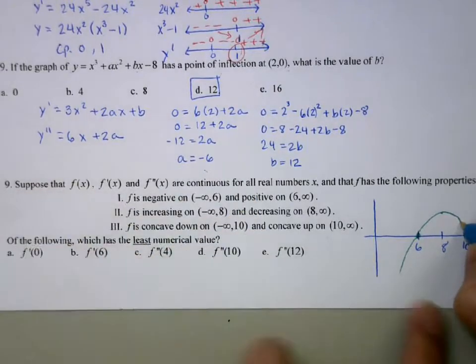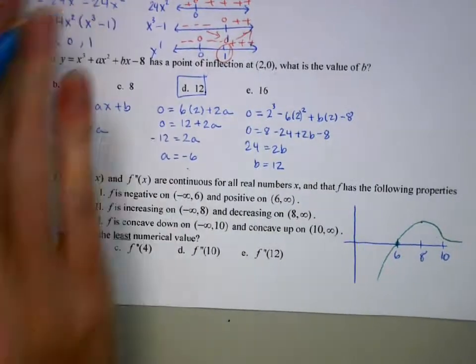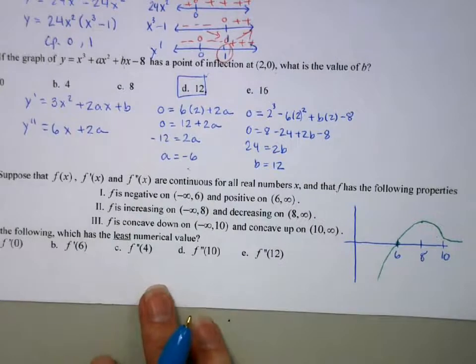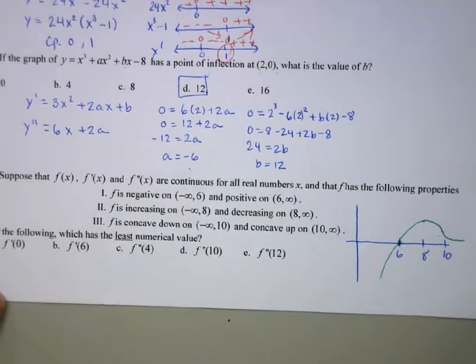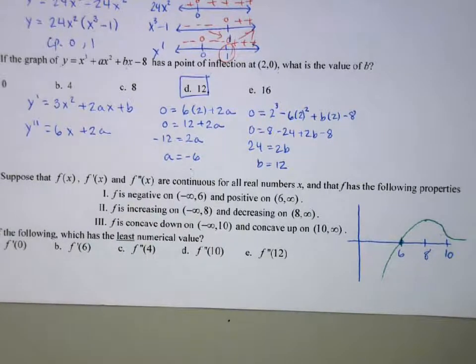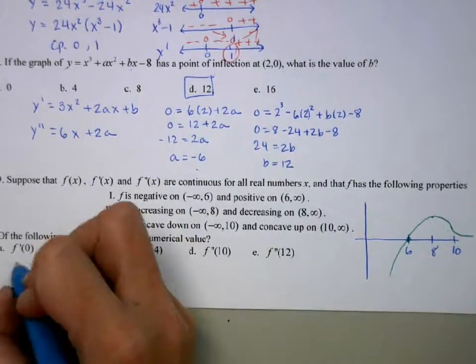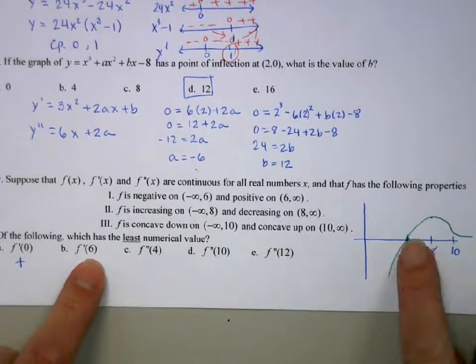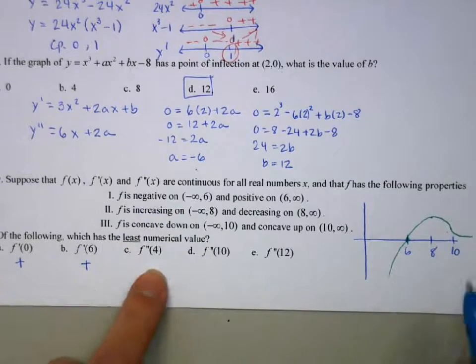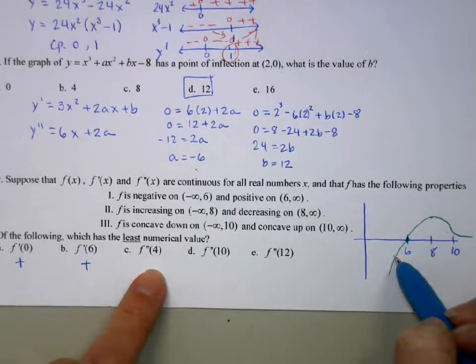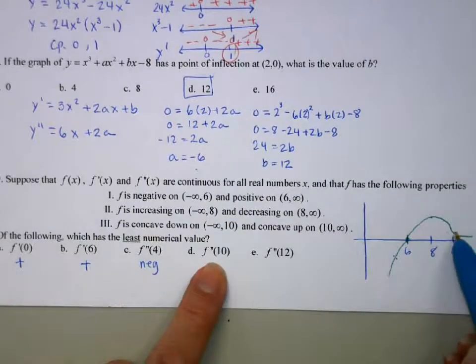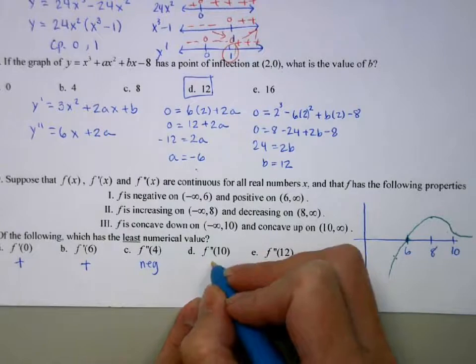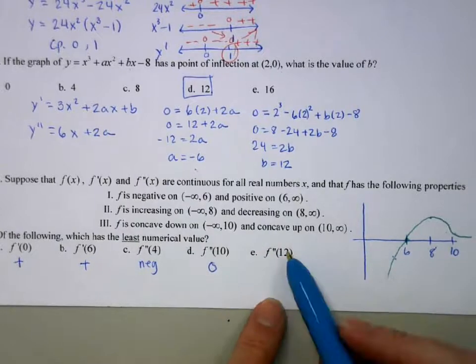Okay, so then the question says, which of the following has the least numerical value? Well, we don't really know what the numbers are, but we have a general sense of positive or negative. So f prime of 0 is going to be a positive value. f prime of 6 is a positive value. The second derivative at 4, where it's concave down, is going to be negative. The second derivative at 10 is actually 0 because it switches concavity there. And the second derivative at 12 is positive. So we have 3 positive values, a 0, which means this one is our least.